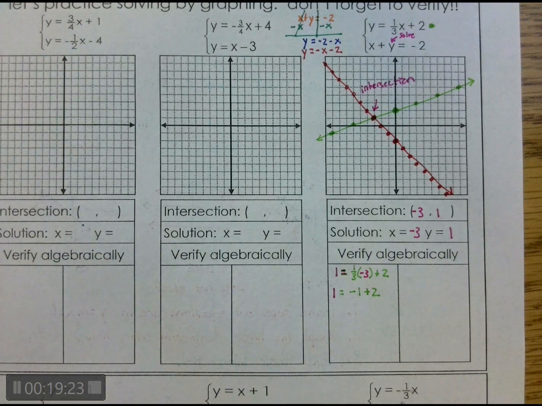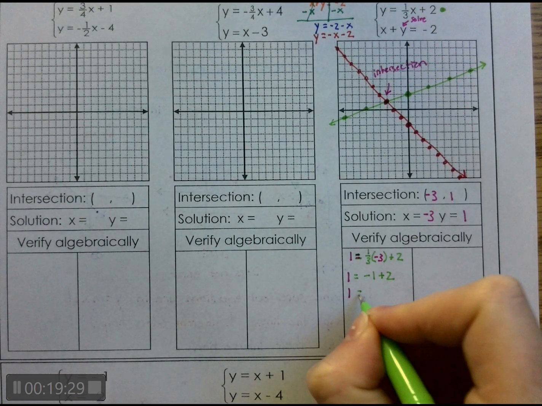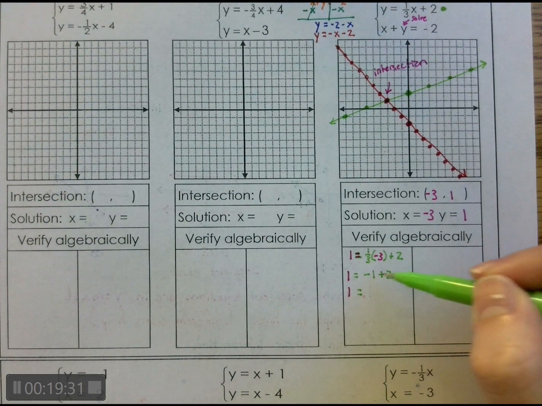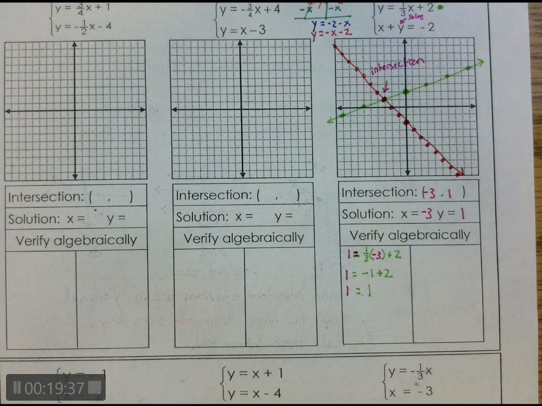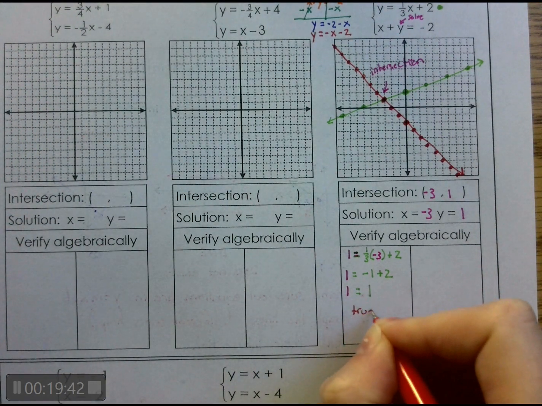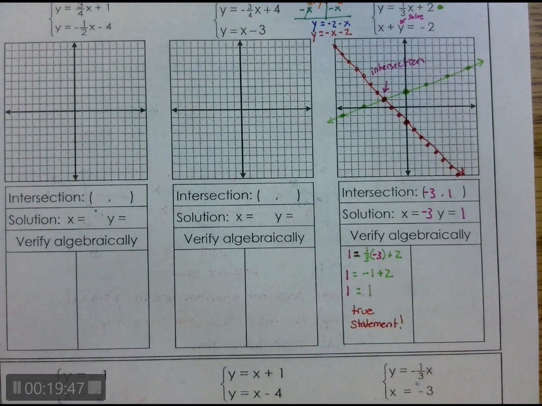And then we still have 1 equals, and we need to simplify. What is -1 plus 2? Well, that's going to be 1. So 1 equals 1. This is our true statement, because 1 does equal 1. Alrighty. If we had gotten 1 equals 3, then that's not true because 1 does not equal 3. Okay? So we know it worked for our first equation.